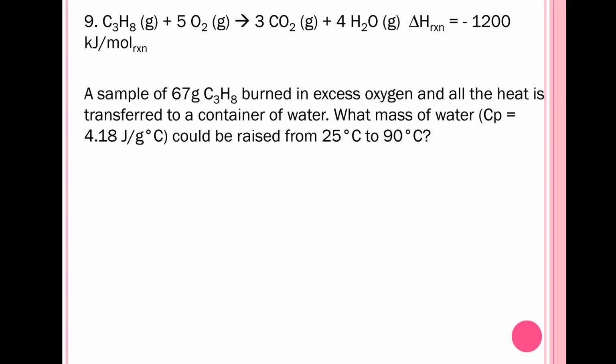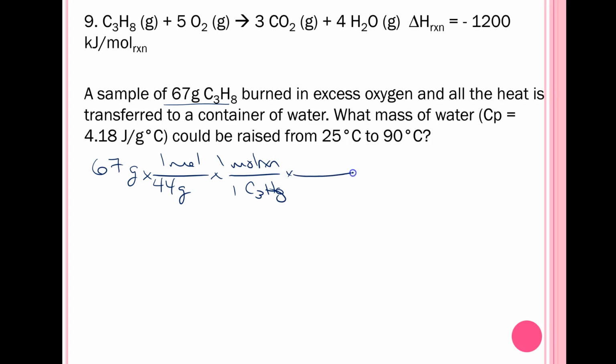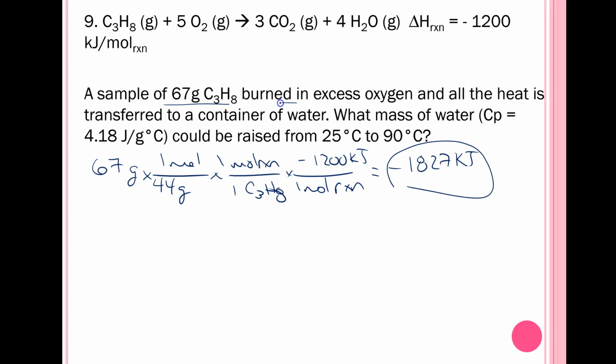Okay, so let's go ahead and try this one. 67 grams of C3H8. So the first thing I need is to change that into moles. That's 44 grams. 1 C3H8 in the balanced equation is 1 mole of reaction. 1 mole of reaction is negative 1200 kilojoules. So I have about 1.5 moles-ish. That means I should get about 1.5 times the amount of heat. So I got, yeah, about that much. Negative 1827 kilojoules. Okay, so that's how much heat is being produced when it's burned.